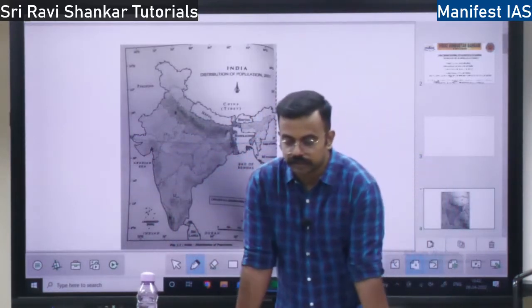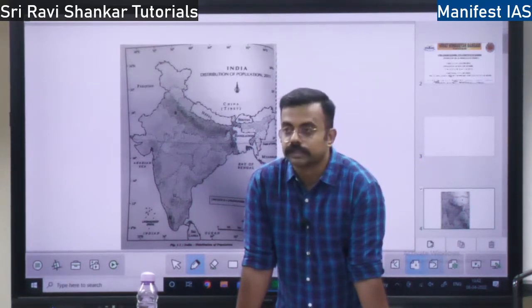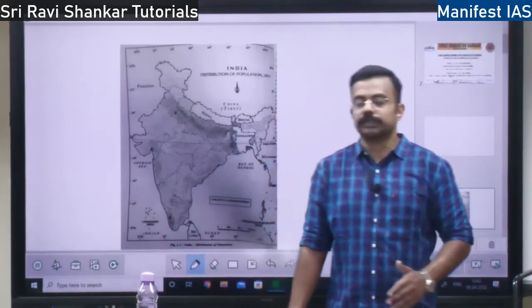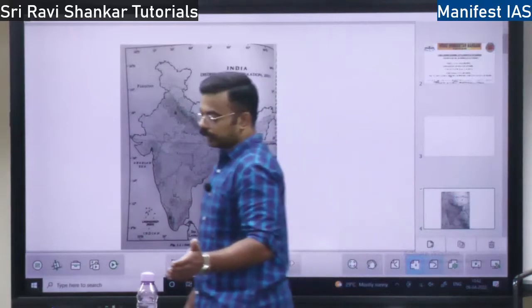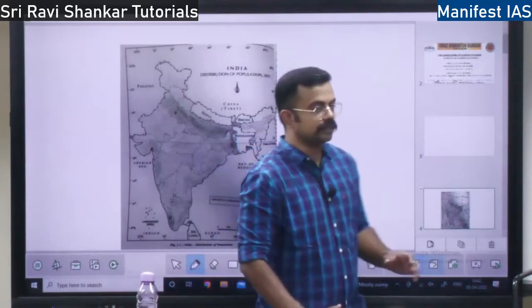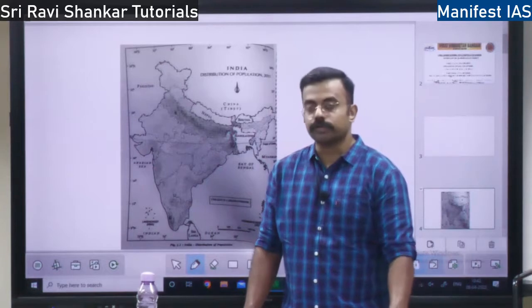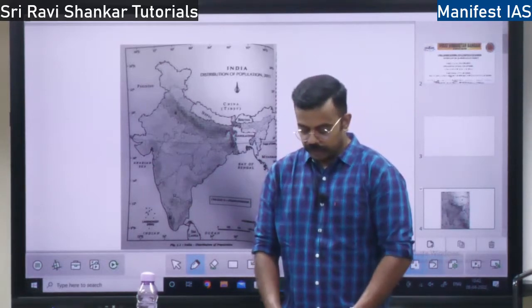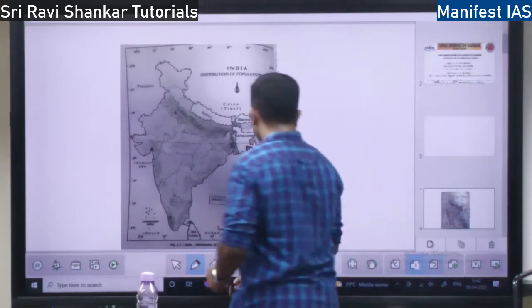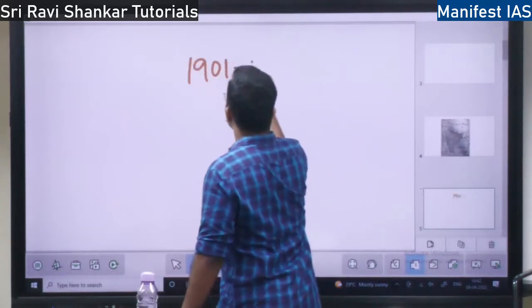So when we look at the population of India, there are 4 phases of population increase. All these 4 phases start from the 20th century, that is from 1901 onwards, showing how the population has increased in India. So the first phase starts from 1901 to 1921.